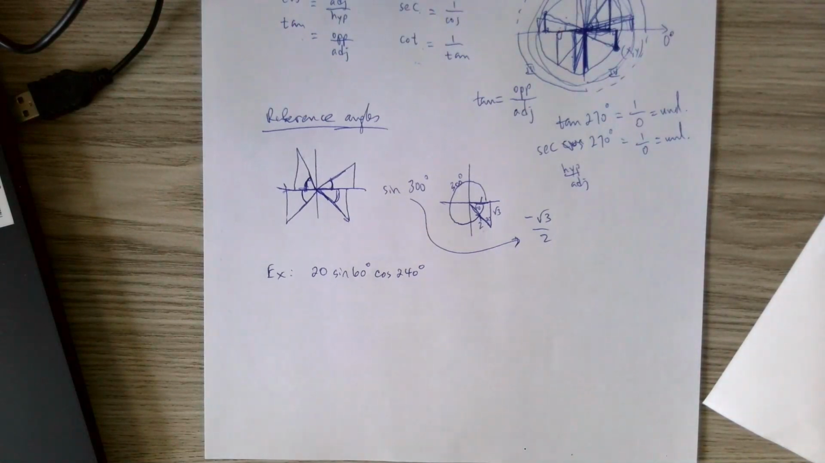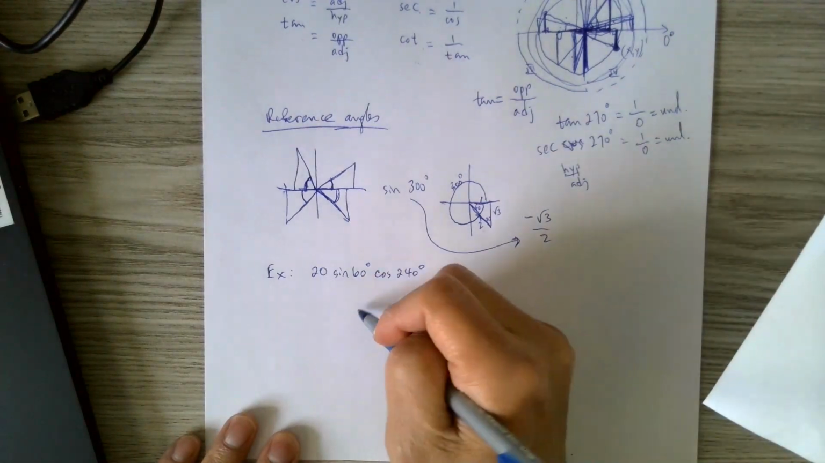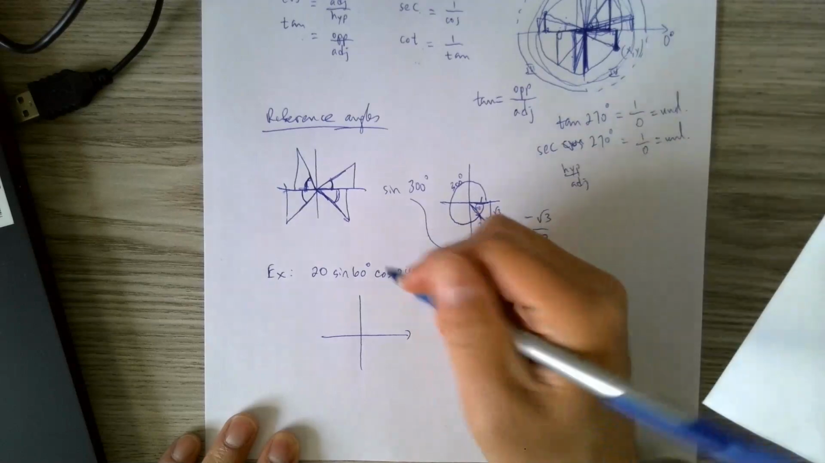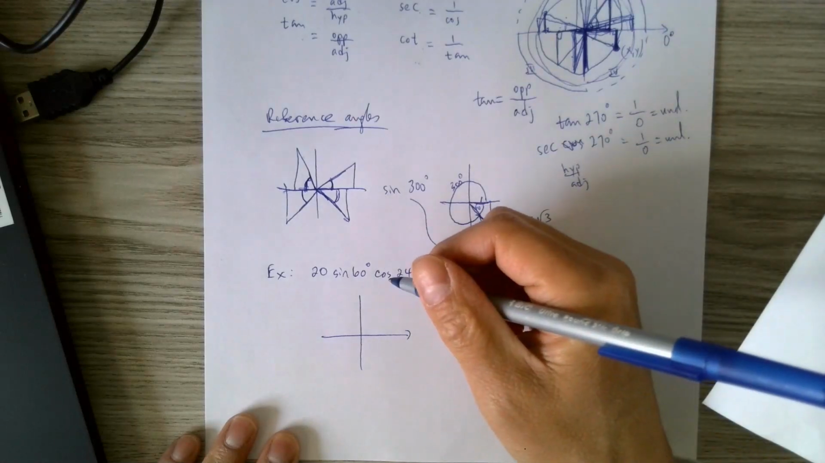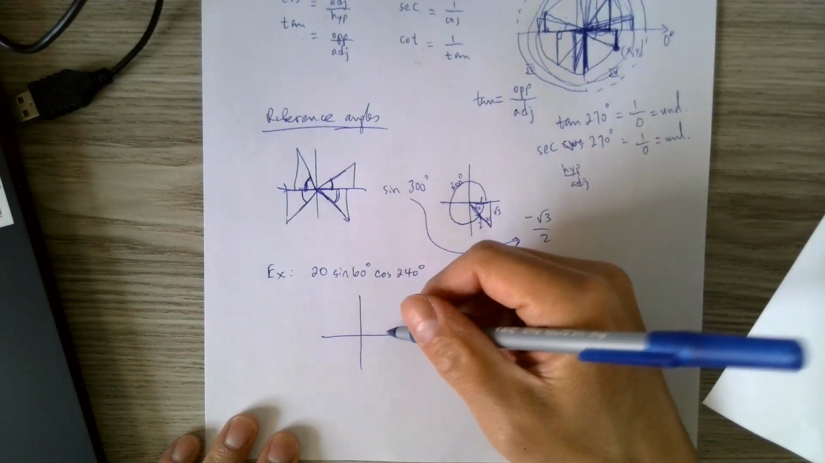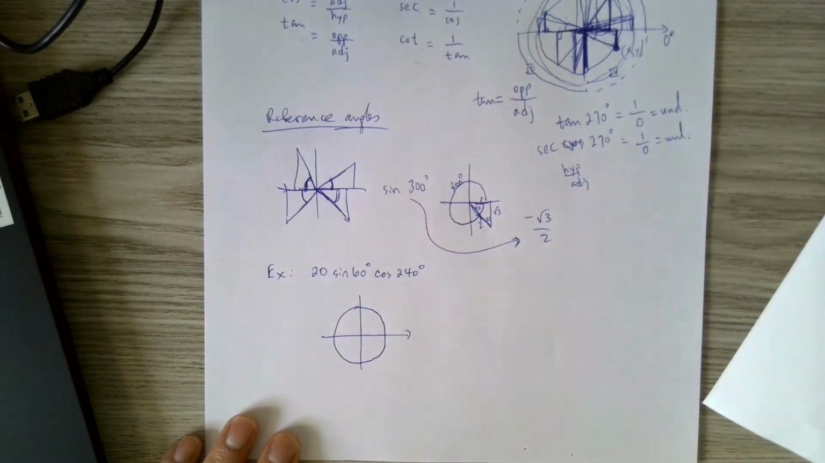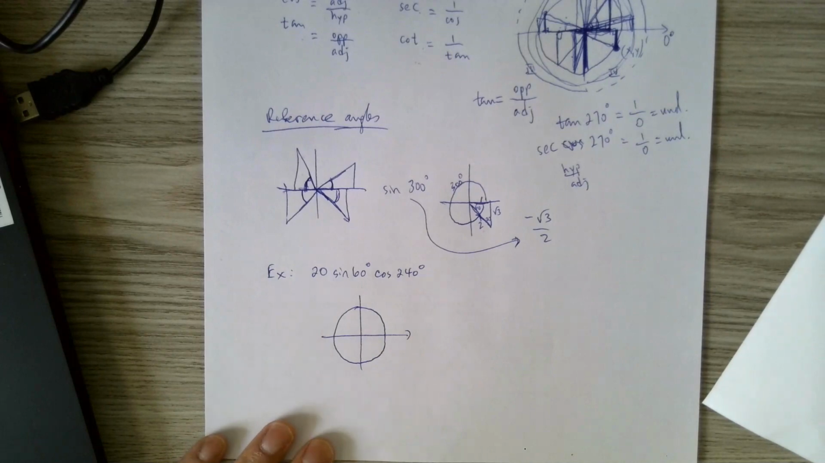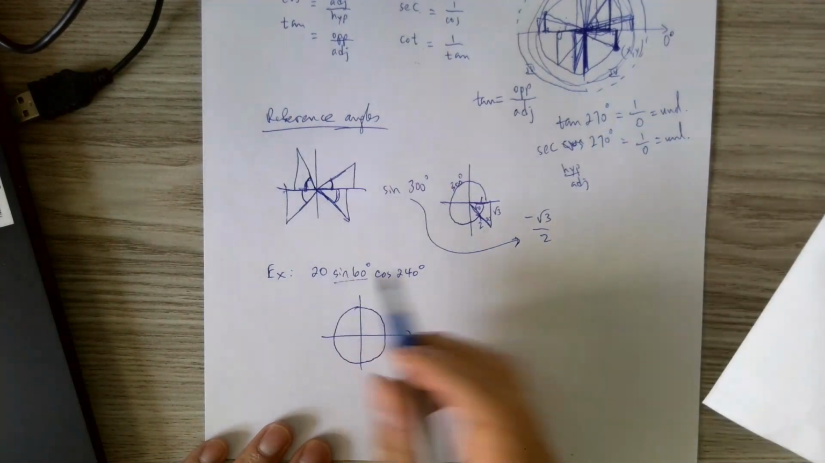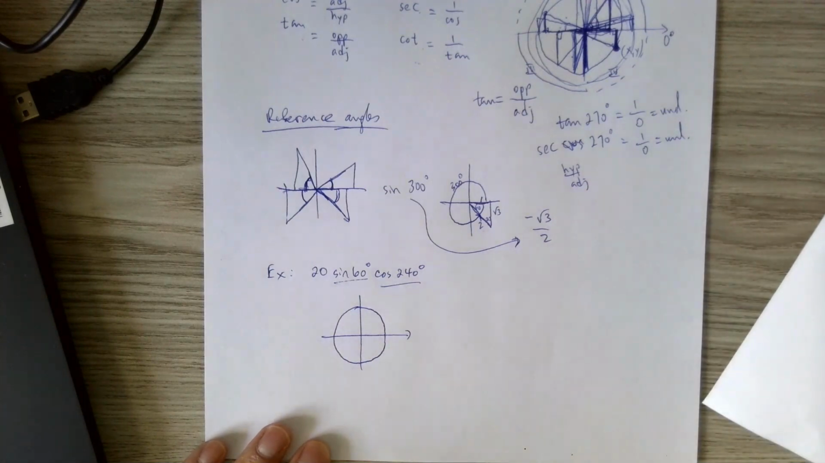Okay, so we've got 20 sine of 60 cosine of 240. First thing I'm going to do is draw my axes, and you don't have to draw the unit circle, but this time I'll do it. For the next example, I'll probably just draw the triangles and drop the circle. So I need to find out sine of 60 and cosine of 240.